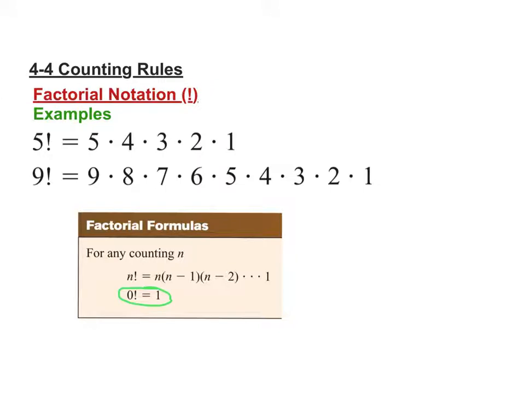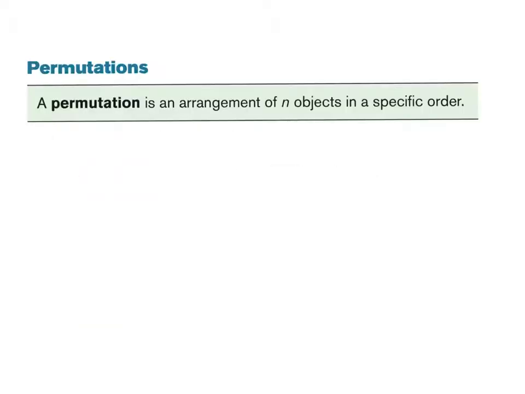We need to know about factorial in order to do the next 2 things that we're going to do in this section. The first one is a permutation. A permutation is an arrangement of n objects in a specific order. The order matters. The bottom line is the order matters, and that's what I want you to take away from the idea of permutations.